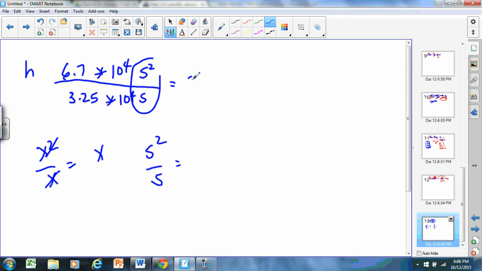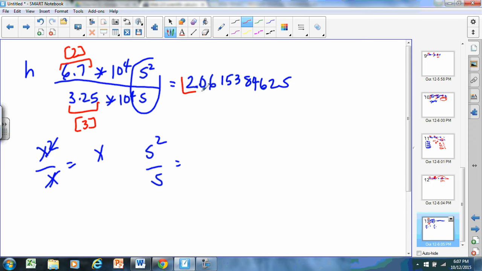This is what my calculator said, 2.06153846 seconds. Now, because we're dividing, we don't count decimal places, we count sig figs. This number has 2. This number has 3. We always get the least amount. I get 2. This is a 6. It rounds up. The best answer to this, the only answer to this in chemistry, is 2.1 seconds, because you can only have 2 sig figs.